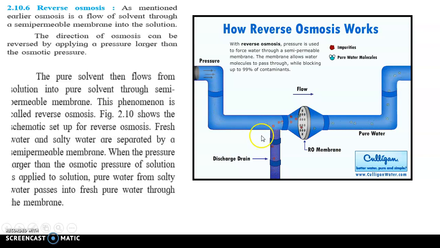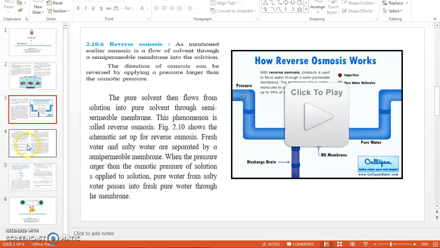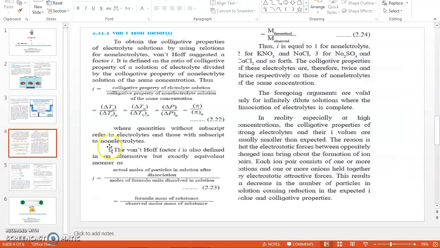The next is the van't Hoff factor. So what is the van't Hoff factor? It is denoted by the letter small i. To obtain the colligative properties of an electrolyte solution by using the relation of the non-electrolyte, van't Hoff suggested a factor which is denoted by the letter small i.